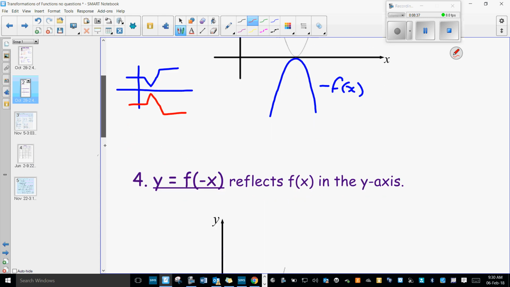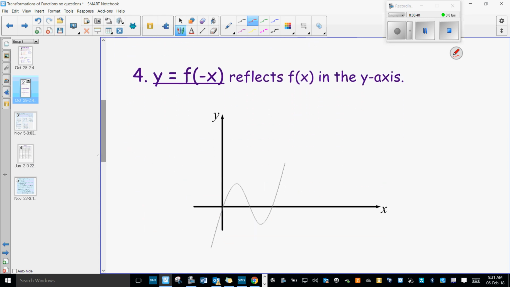Next one, this time the negative sign is inside the bracket. Okay, so when it's inside the bracket, what happens is it's now a reflection in the y-axis. So if we had this function here, this is going to test me, isn't it? Oh, that's quite good, well done. So this is f of negative x. So this is a reflection in the y-axis.